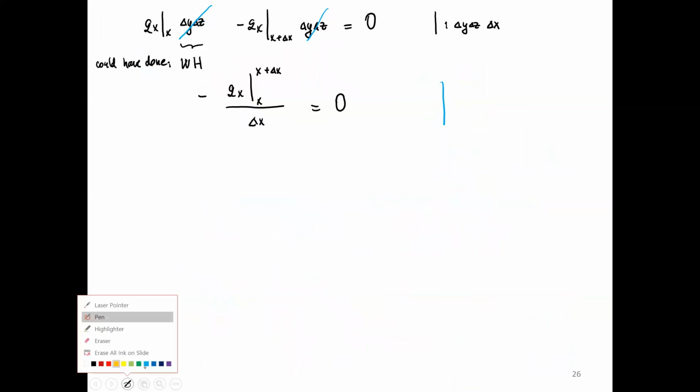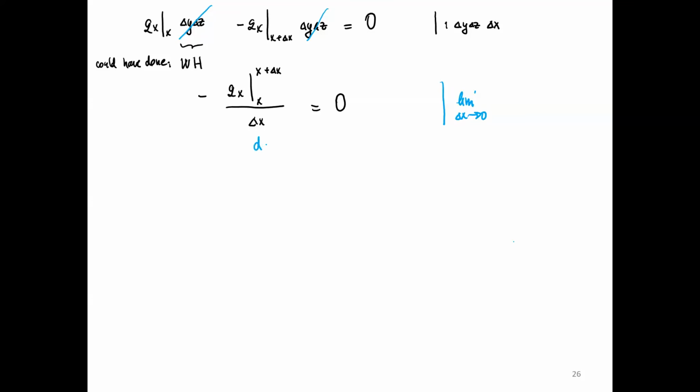So now I can take the limit as this delta x goes to zero. What I get on the left-hand side is the definition of a derivative. In this case, qx depends only on x, so it's really dqx dx equal to zero. Otherwise, I would have a partial derivative. In this case, it's an ordinary differential equation. It looks super simple, right? So what this really means is that qx is some constant.